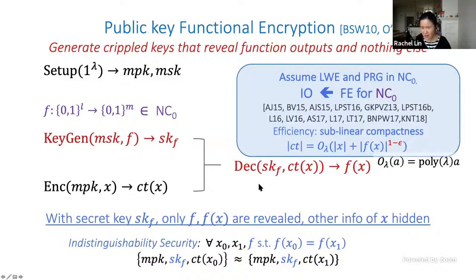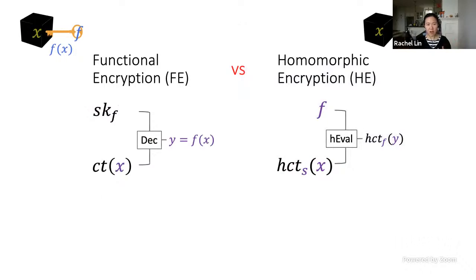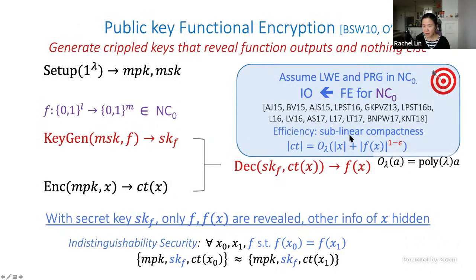And here I'm using this slightly weird notation, big O of lambda, which means that I will ignore all constant factors, but also all polynomial factors in the security parameter. All right, so now our goal is to realize this functional encryption for NC0 with sublinearly compact ciphertext.